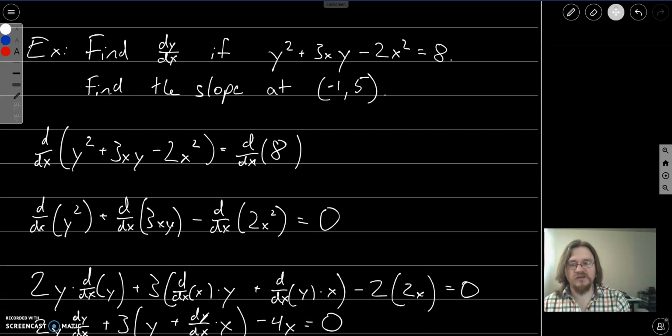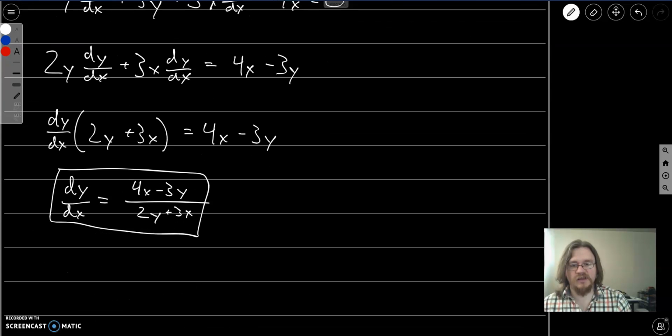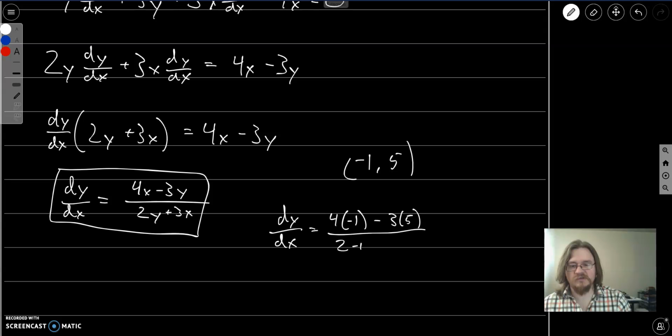And our point, we want to find the slope at -1, 5. And again, this is x, y. So x is -1, y is 5. Let's write that down here so we can remember it. So we've got -1, 5. So let's just plug this in and see what happens. We get dy dx is going to be equal to 4 times -1 minus 3 times 5 over 2 times 5 plus 3 times -1.